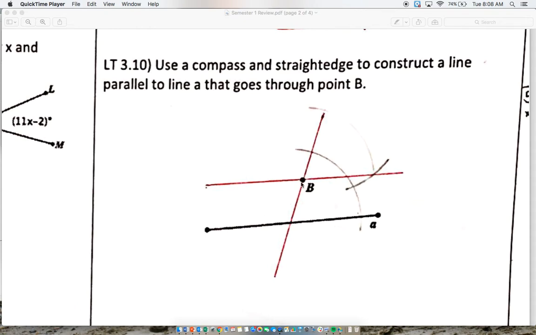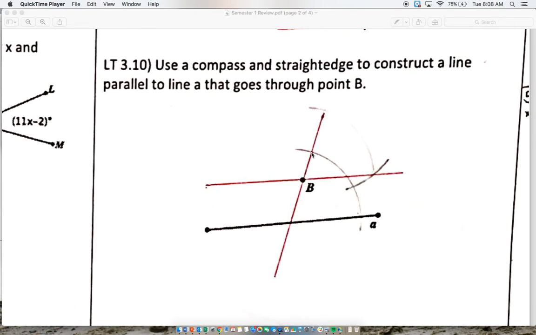So first thing you're going to do is just from B, draw a nice line through B and your line that you want to draw a line parallel to. It doesn't matter the angle, just draw one through there. And then you're going to put the pointy edge of your compass here and just draw an arc. Doesn't really matter how far away it is. And then from B, put the pointy edge here using the same length. Go ahead and draw an arc.